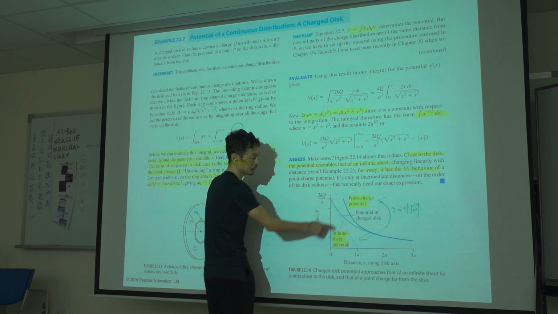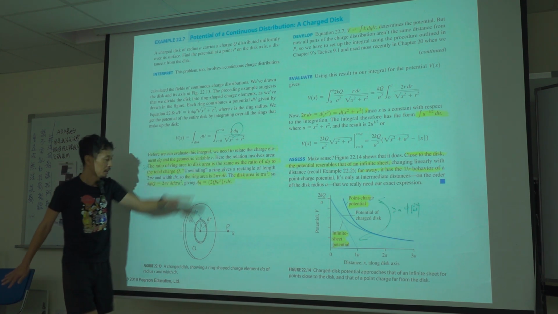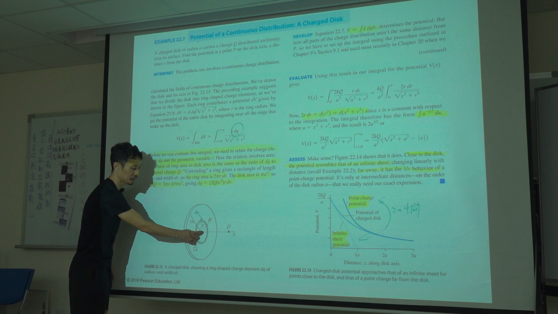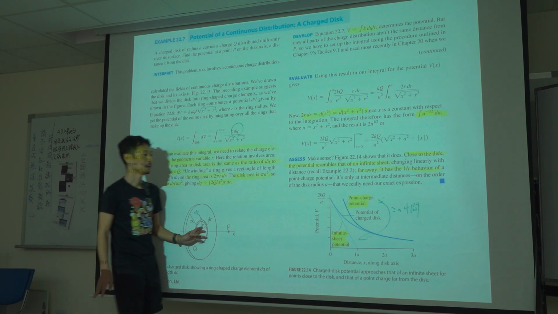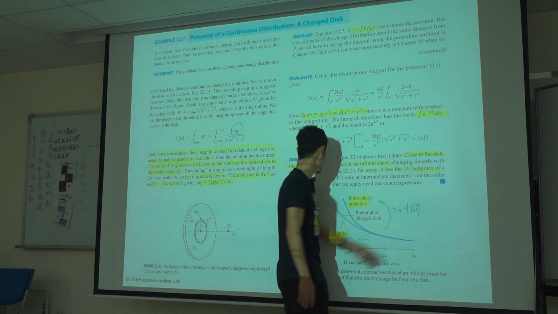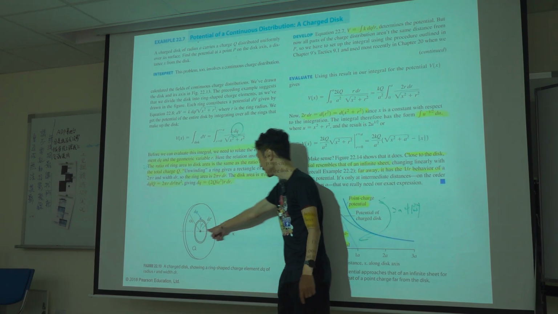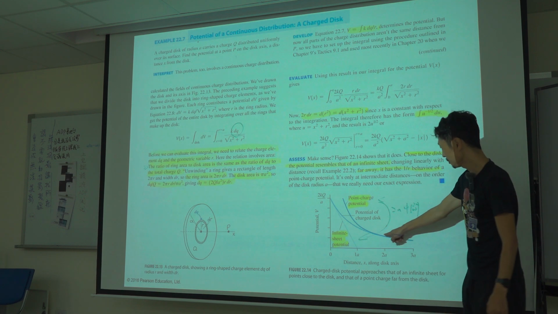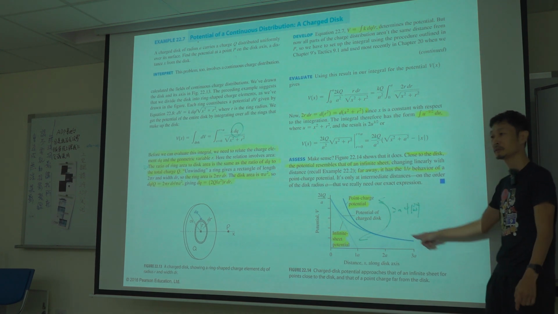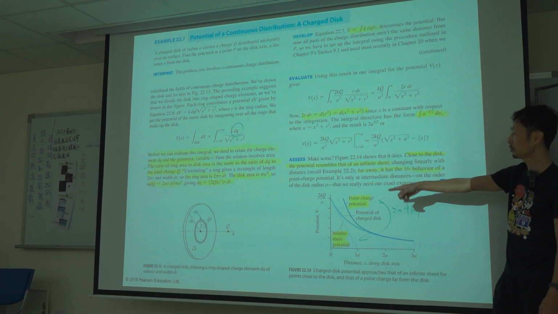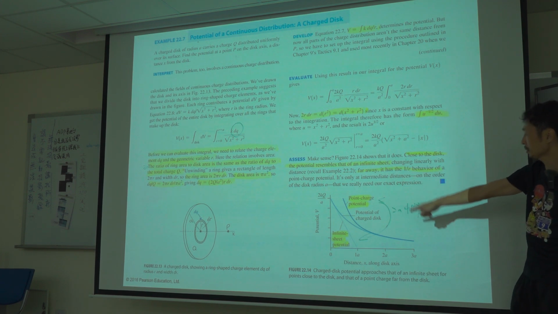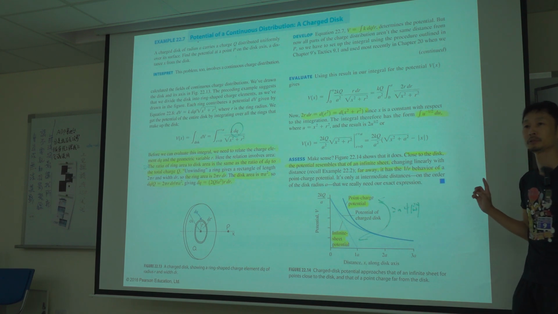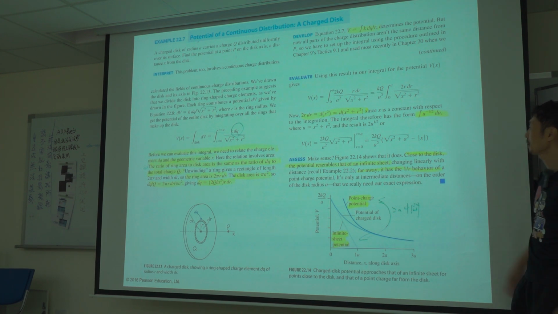It's very similar to the infinite sheet, right? Because if you are very close to here, then it looks like a sheet. So it makes sense. And if you move far away from here, then it looks like a point source. That makes sense, right? If you're very, very far away from the disk, even though it's a disk, it looks like a point source, and the potential also looks like a point source. So everything makes sense.